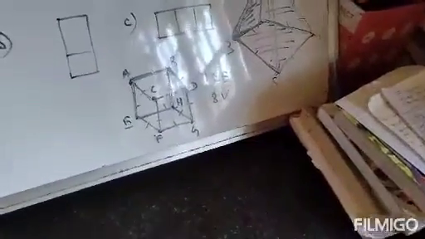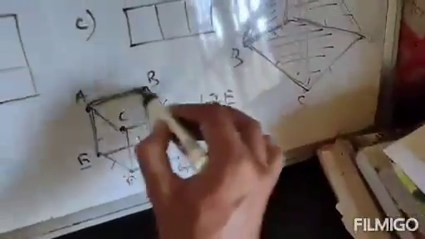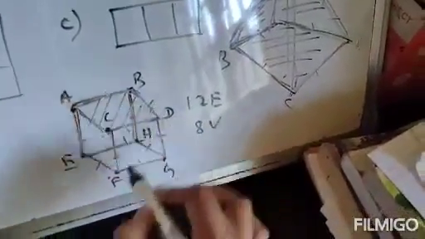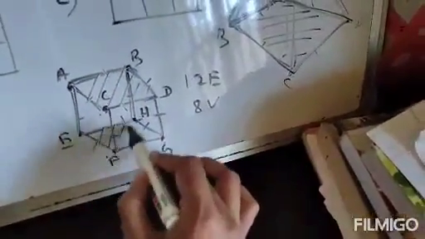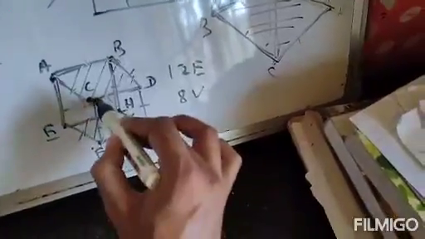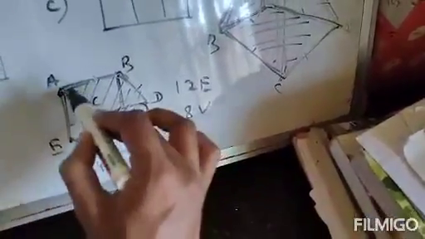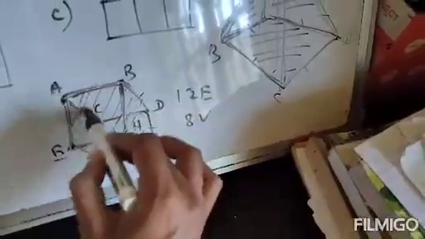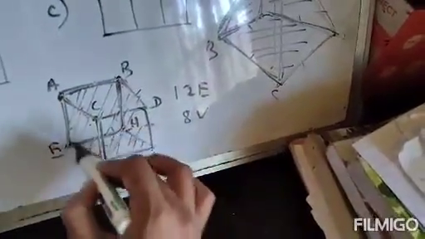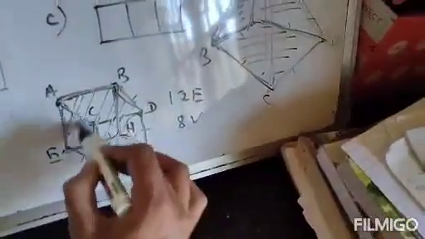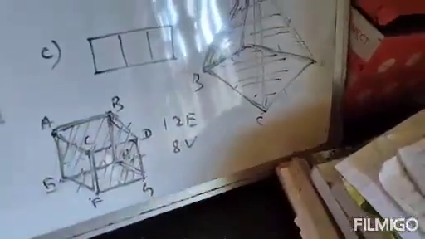Last, face. Face means a plane surface. So how many faces are there? This portion is the top face. Next, this portion is the bottom face. Clear? This face is the front face. This face is the back face. And these two faces are the side faces. That means this face and this face are known as side faces.